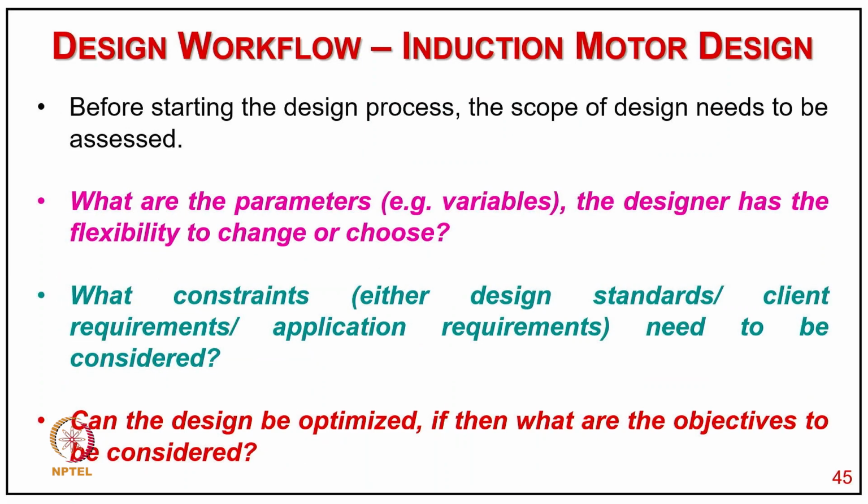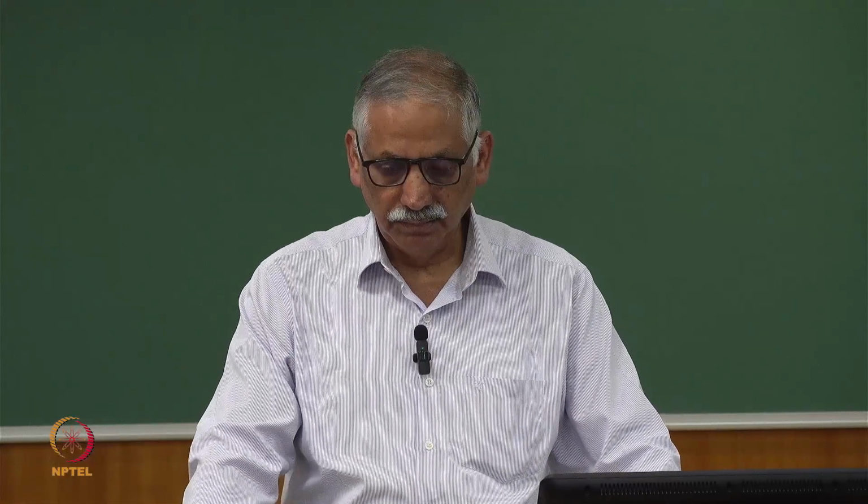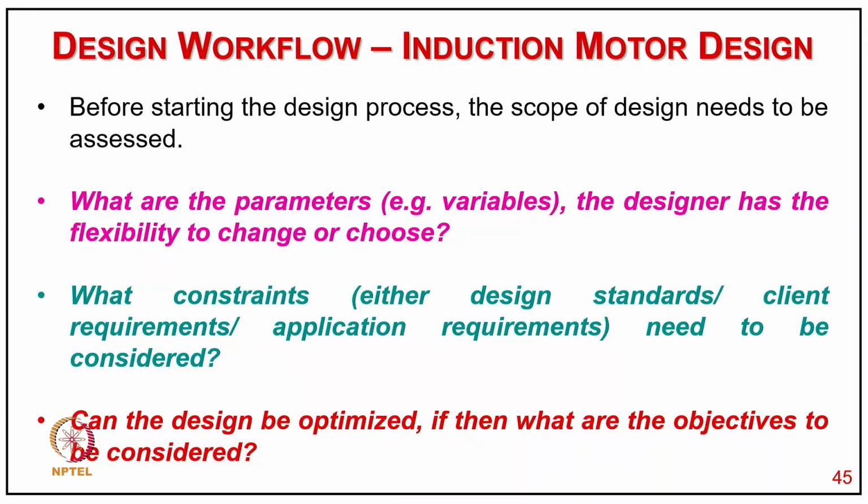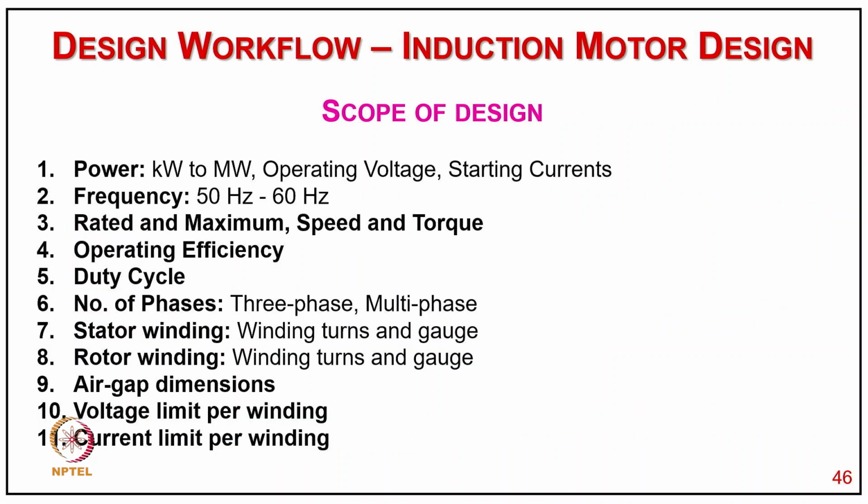Now, before starting the design process, the scope of design needs to be assessed. What are the parameters, like variables, that the designer has the flexibility to change or choose within certain limits? Design is a reasonably iterative process because of this, because there is a range of variables which can be there, depending on the rating and on the material property specification also. What constraints, whether design standard, client requirement or specific application requirement, need to be considered, and can the design be optimized, and if so, what are the objectives to be considered?